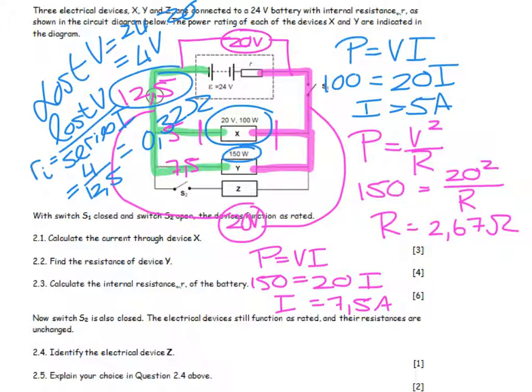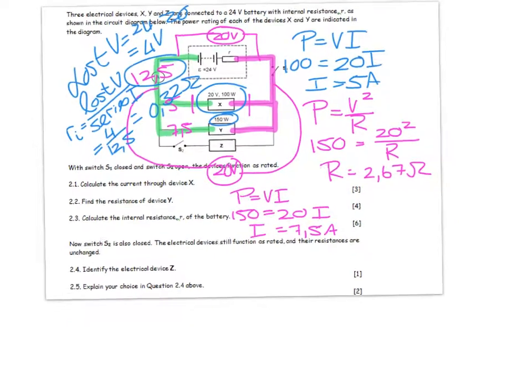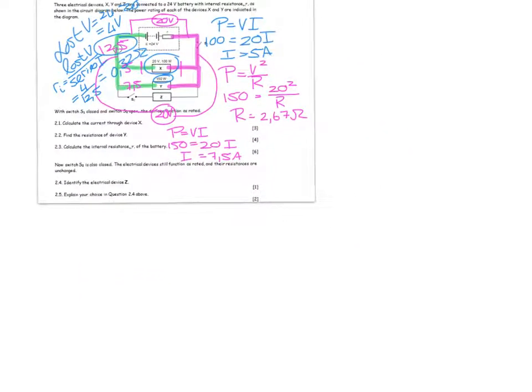Now I'm going to close the switch, and it says if you close that switch, the electrical devices still function as rated and their resistances are unchanged. In other words, nothing changes when I stick this thing in. What type of a device, if I put it into the circuit, would make no difference at all if I added it in? Well, what if it was a voltmeter?